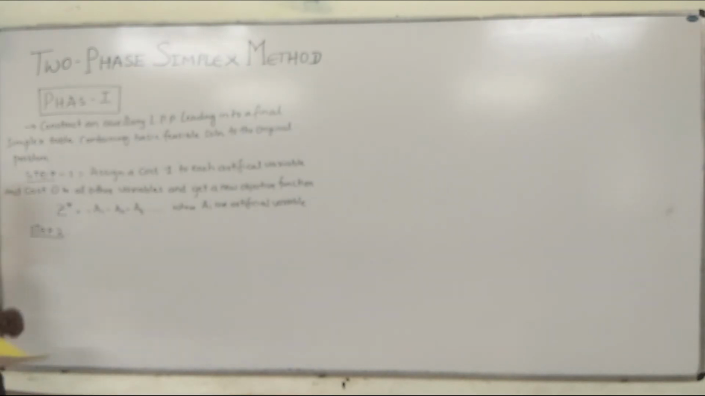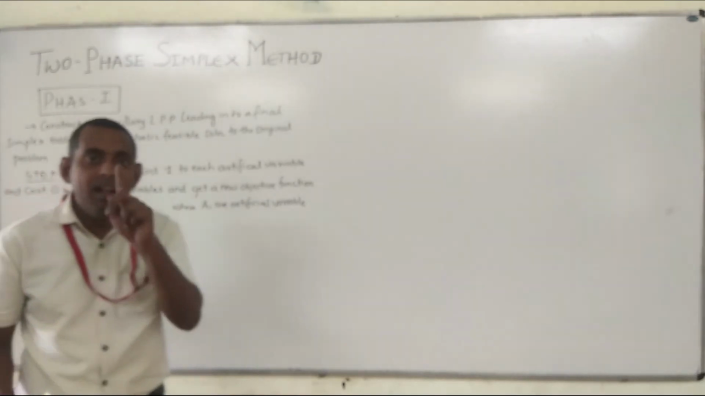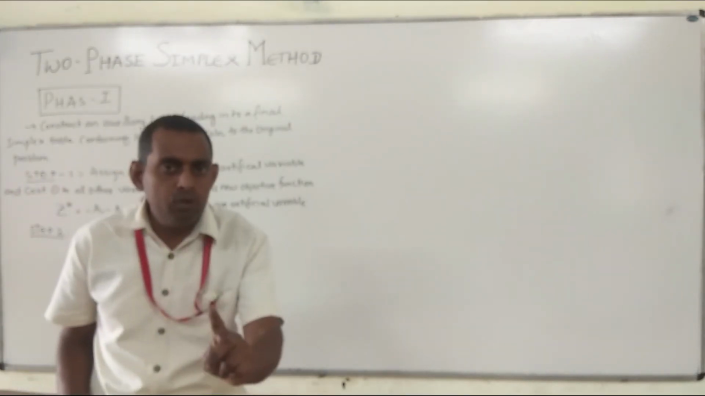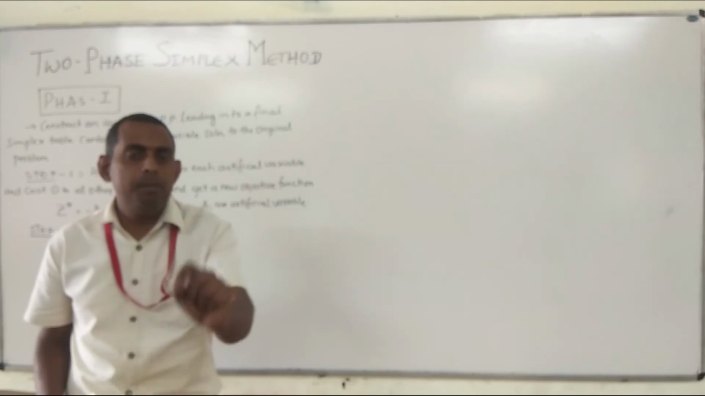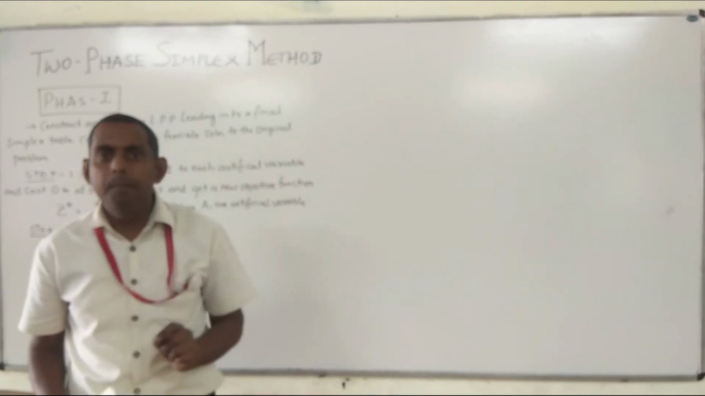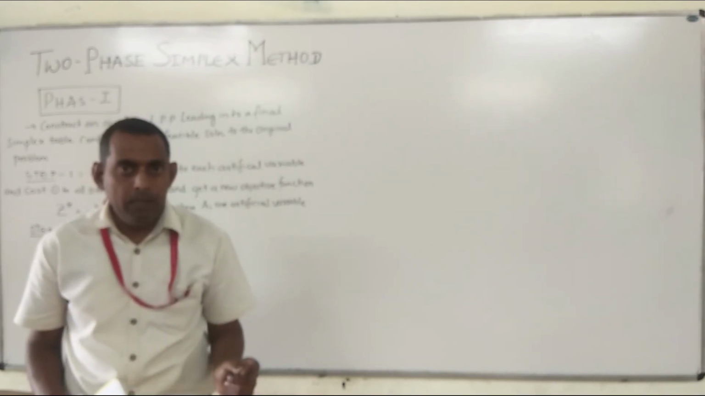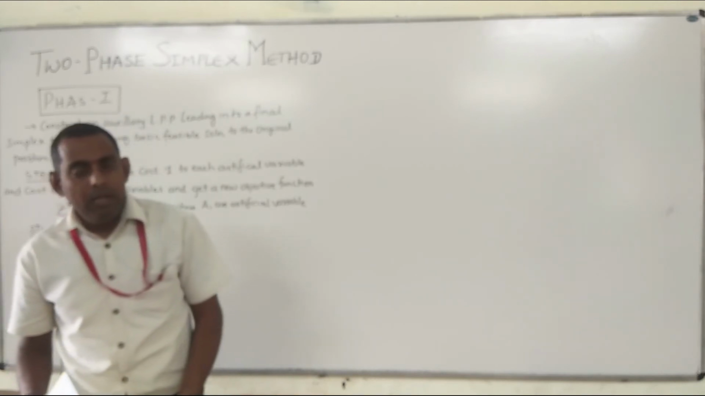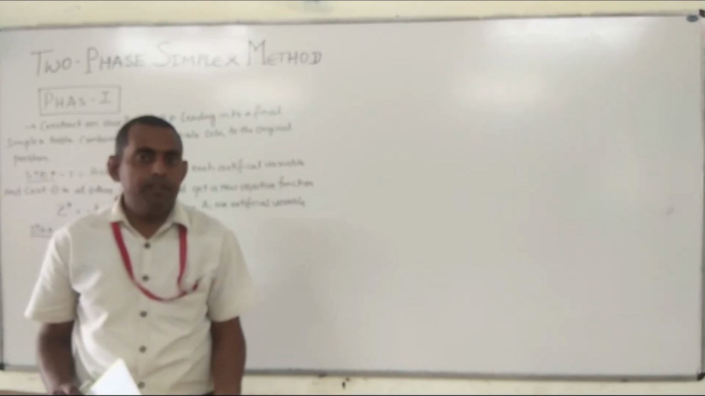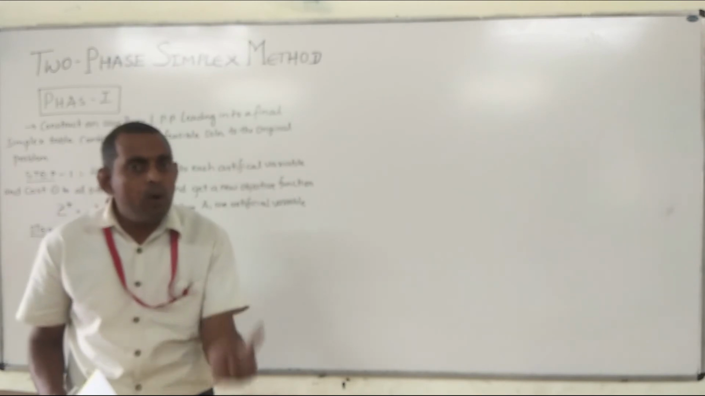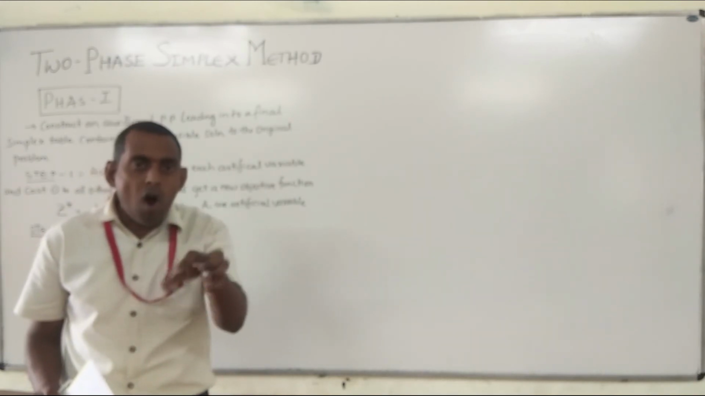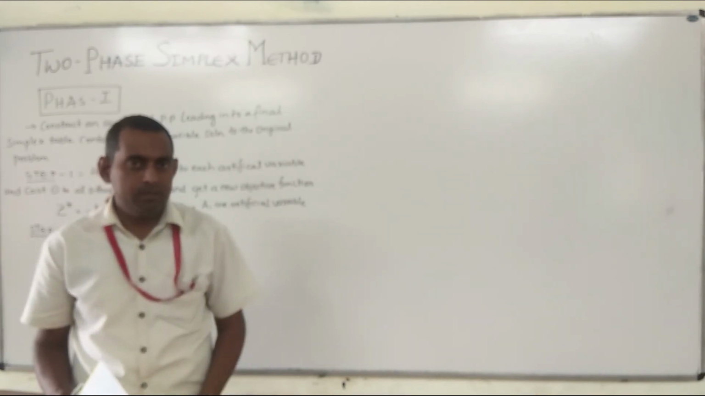Again I will explain step 1 here. What are we supposed to do? Assign cost minus 1 to each artificial variable in the standard LPP. Then after assigning cost minus 1 to the artificial variables, assign cost 0 to all other variables.